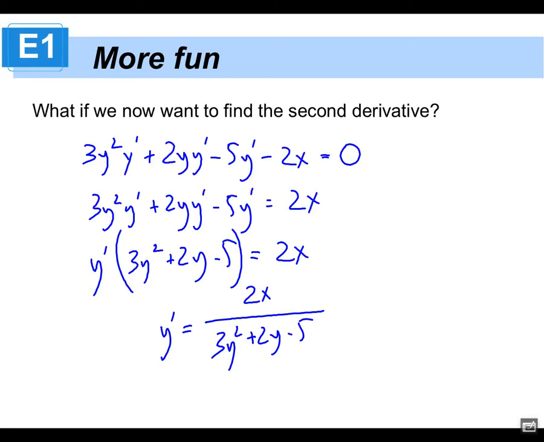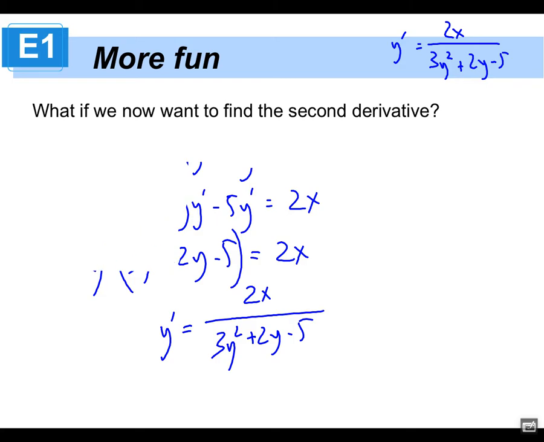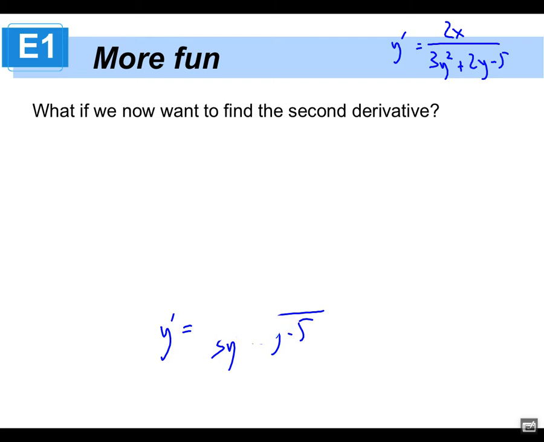So let's take, I'm going to bring this up here. y prime is equal to 2x over 3y squared plus 2y minus 5. And then I'm going to erase this mess. Now, I will say that a lot of times if you're checking your answers in the back of the book, Bob is very simplify happy, meaning he likes to take things down and break them down as much as possible. That's not necessarily always the case, and you'll see what I mean in a second.